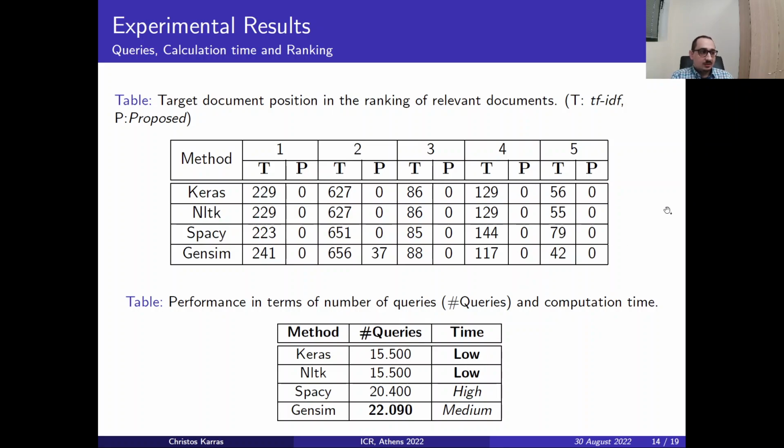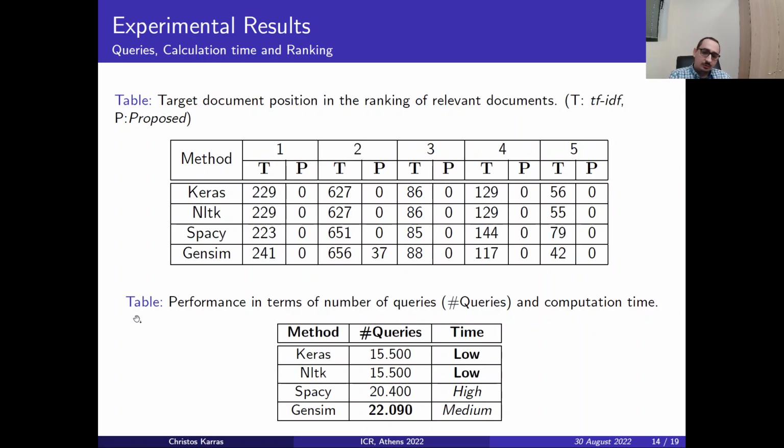It means that the given query is as close as possible to the document we look for. So as you can see, the P, the proposed method, has low values. Almost everywhere it's zeros, except the Gensim library, which produced a 37 ranking.